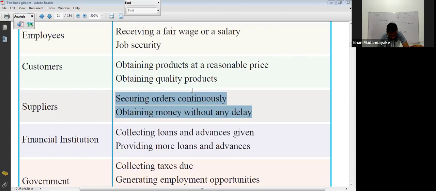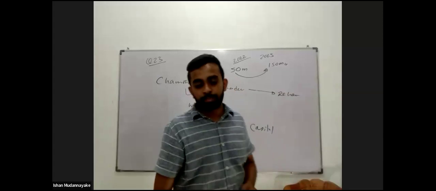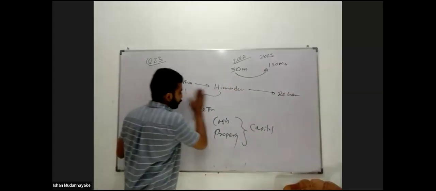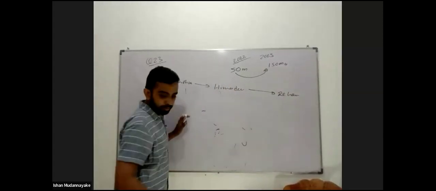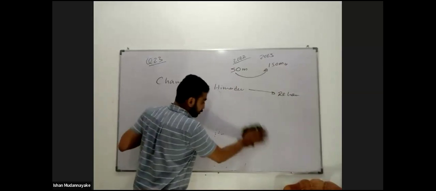Securing orders continuously, obtaining money without any delay. Suppliers expect to get orders continuously. Suppliers provide required raw material and other services to the business organization.